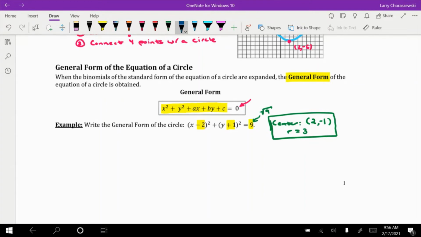So general form, though, is on the docket. And this is really quick to do. Essentially what you do for general form is you do a couple of rounds of FOIL and then just rearrange the equation so that it matches what's in the box. So with x minus 2 quantity squared, it's 2 factors of x minus 2 being added to 2 factors of y plus 1 equaling 9. So let me give you a moment to FOIL each set here, and then I'll show you what to do afterwards.